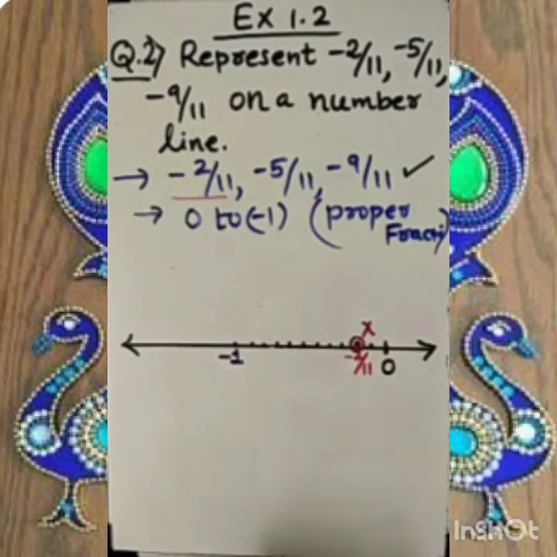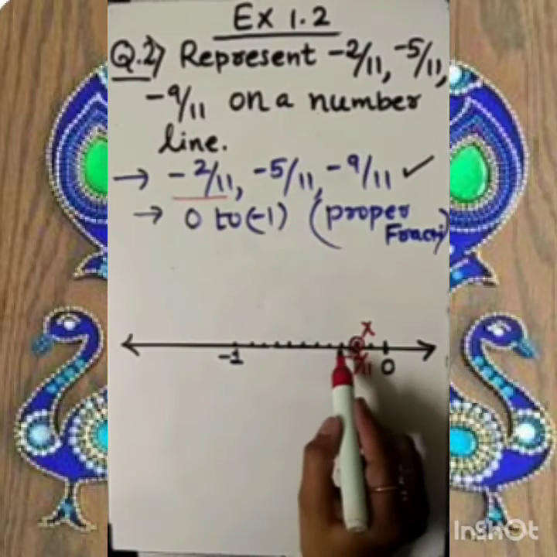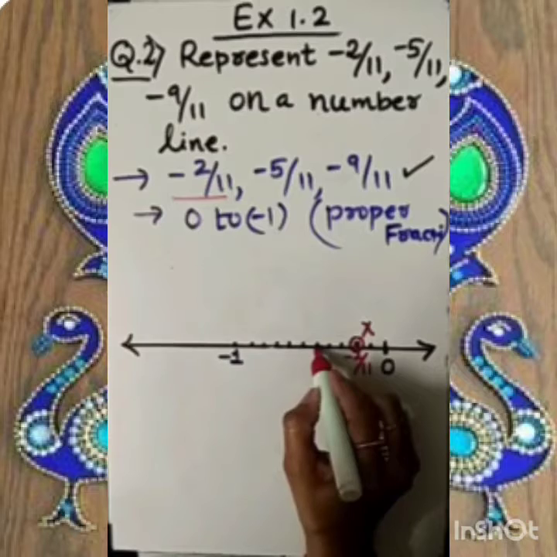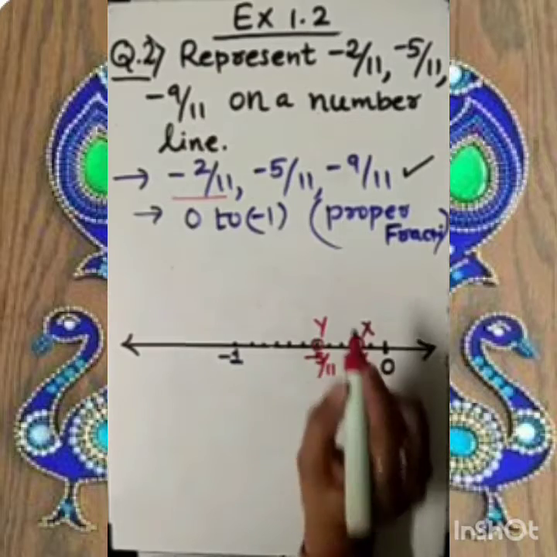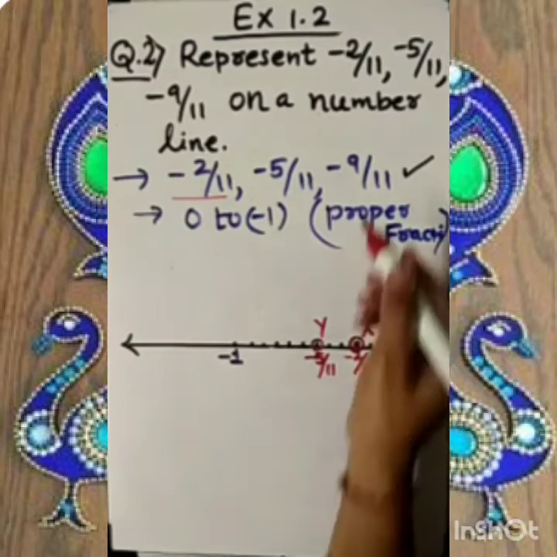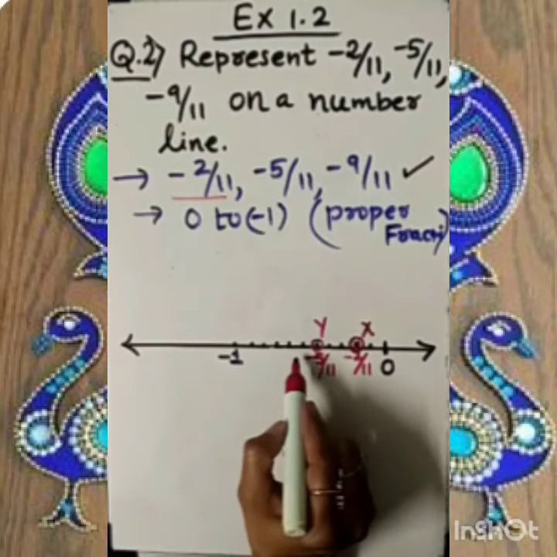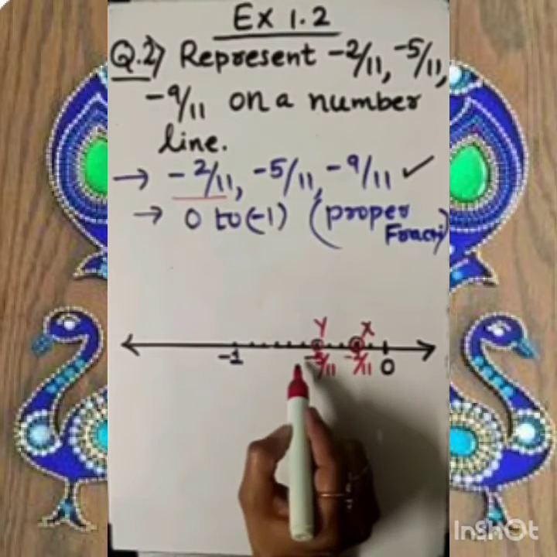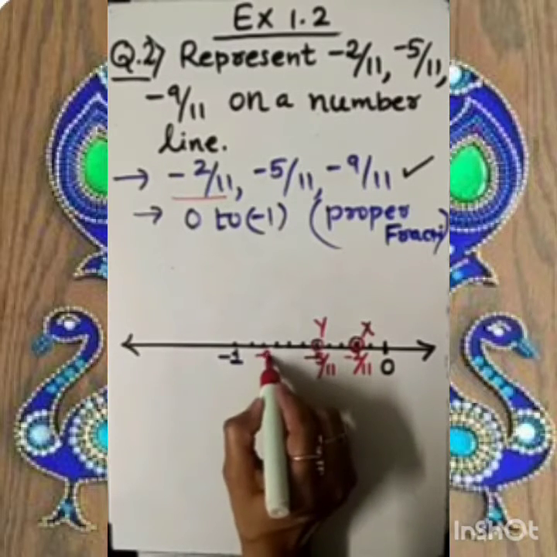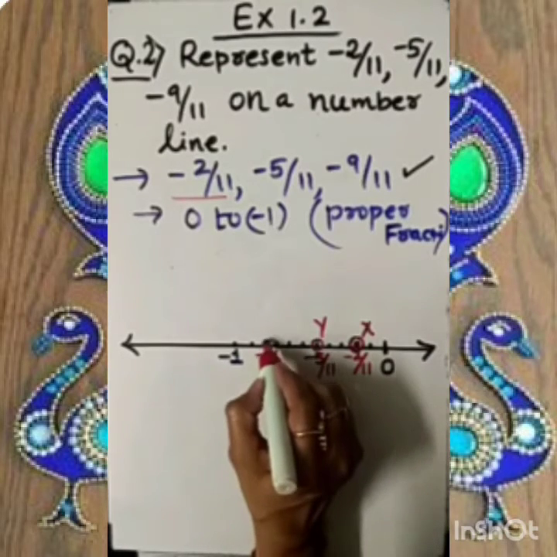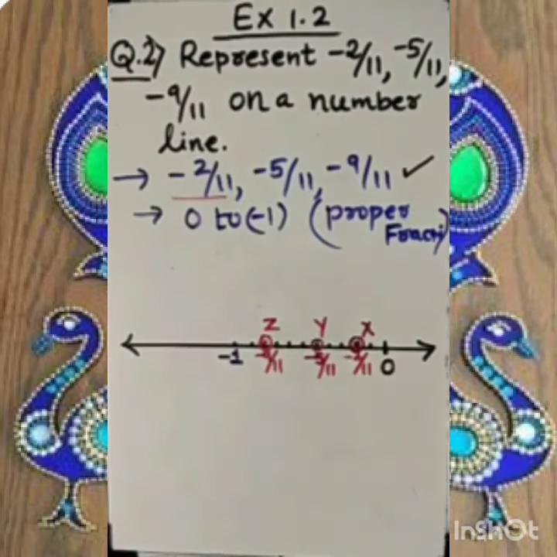Yeah. Next, -5/11. This is -2, then -3, -4. Of course, this point will be -5/11. Let me call that Y. And the third point is -9/11. So this is -6/11, -7/11, -8/11. And of course, this will be -9/11. Let me call this Z. So here, successfully we are able to represent the given 3 rational numbers on a number line.